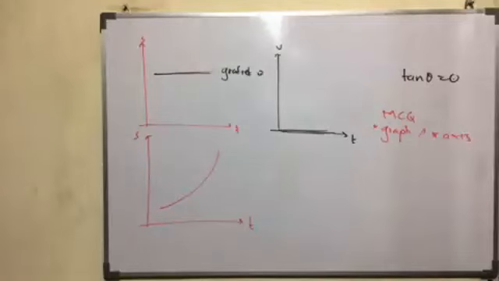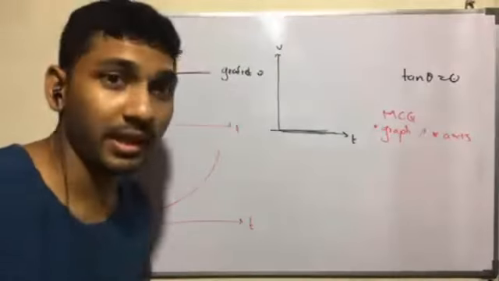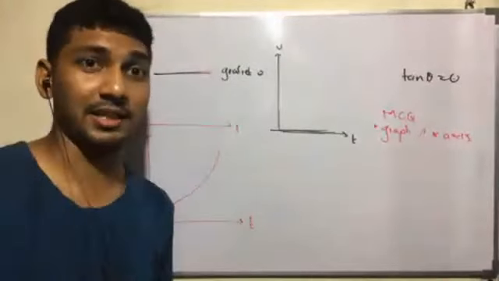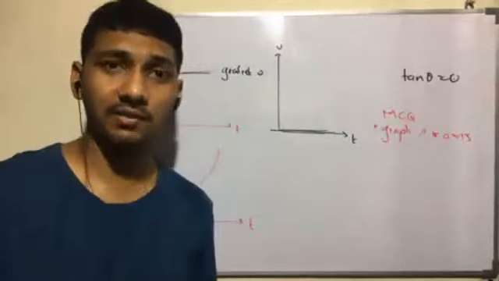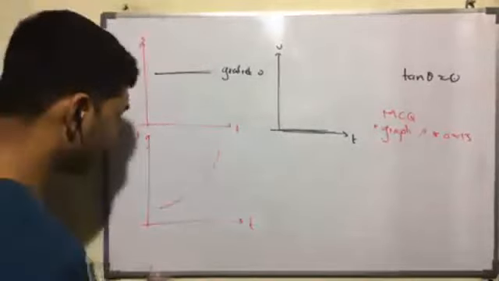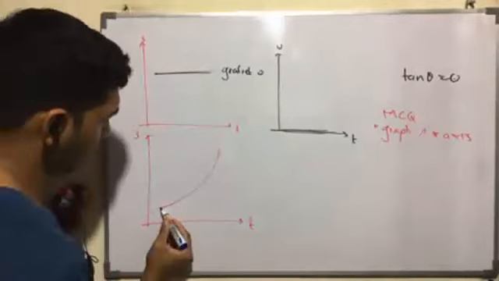Yes, yes. Gradient increasing. What about the sign? Yeah, positive and increasing. Very good. Excellent. So here, this is a curve. It's not a straight line, so it will have a varying gradient. The gradient will change. So here, let's try to see the tan theta.